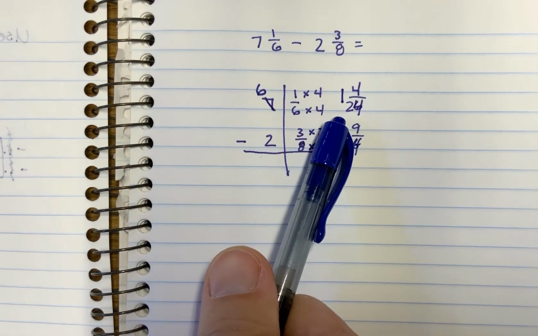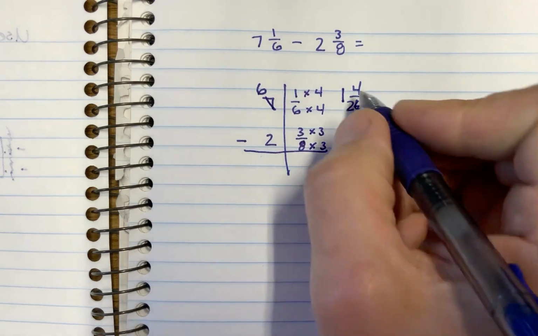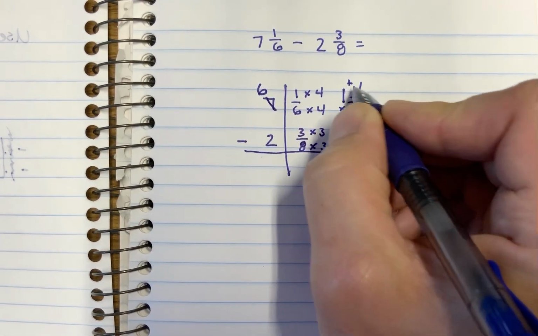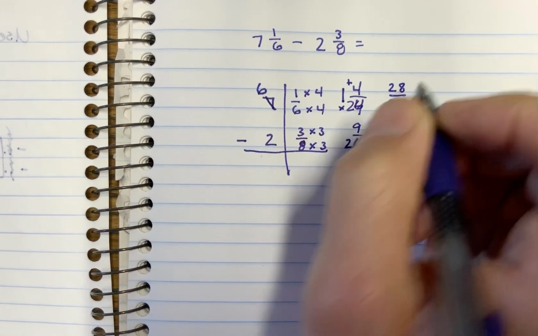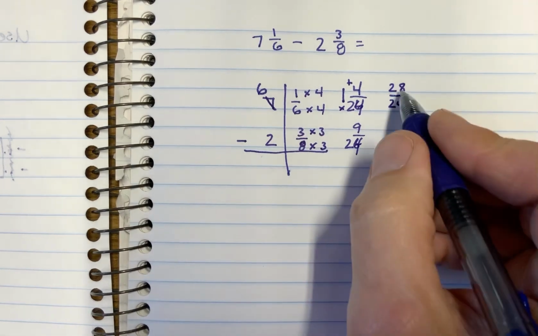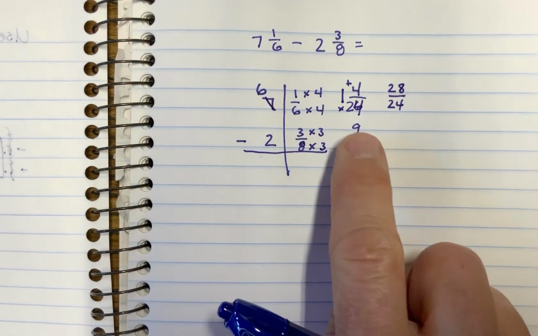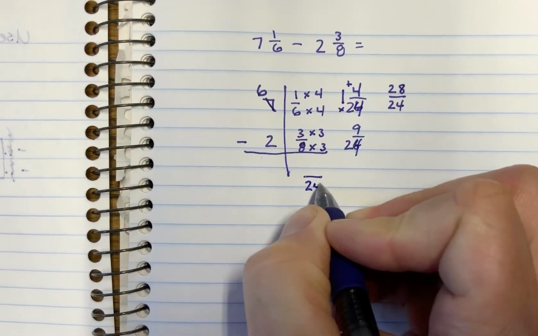And remember, this is the fraction side. So we need this mixed number to become a fraction again. Times add, 24 times 1 is 24, plus 4 is 28. Denominator stays the same. So now we have 28 24ths take away 9 24ths. Well, the top number is bigger than the bottom number, so this works for us now. Remember, the denominator stays the same.